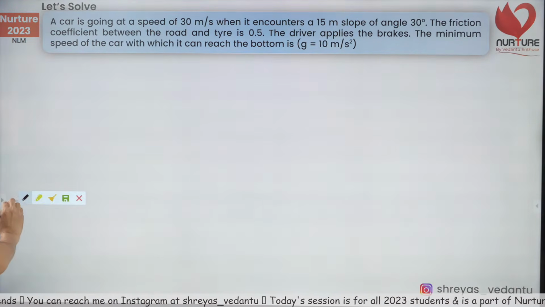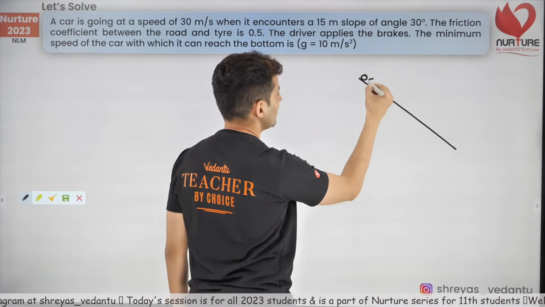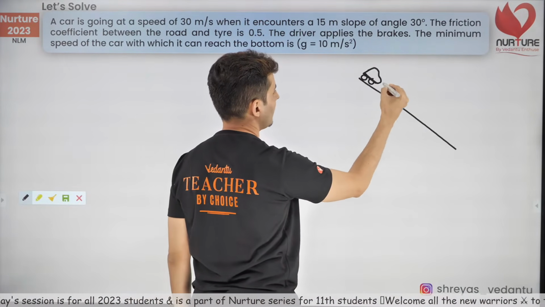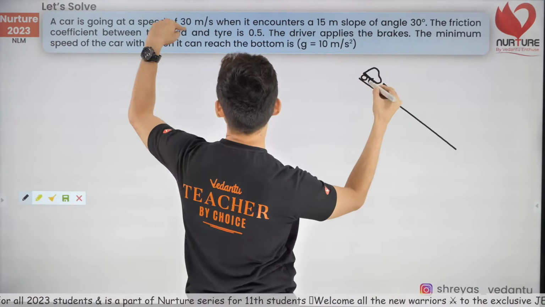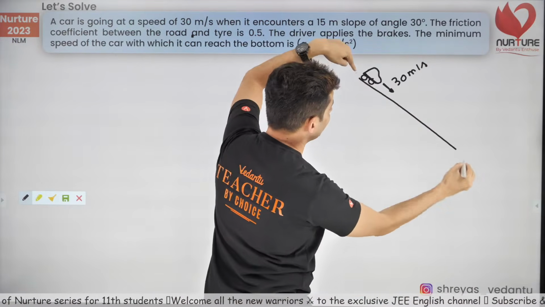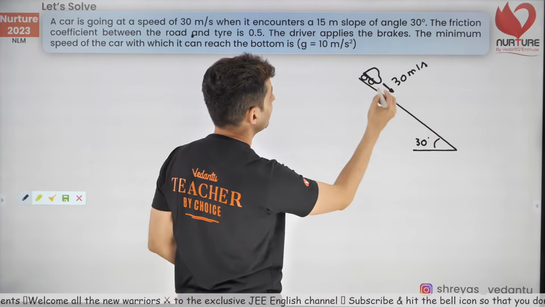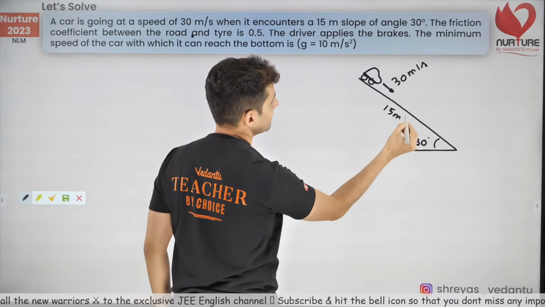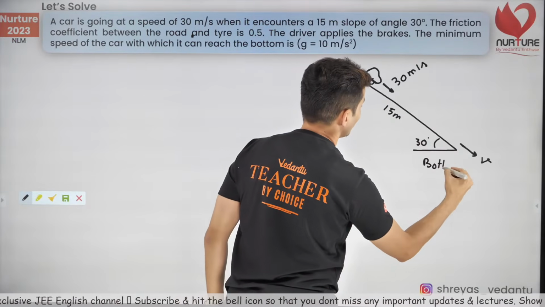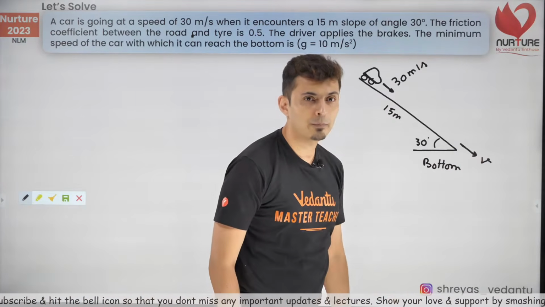Okay, let's draw the free body diagram and the diagram itself. This is my slope. The car just enters. Okay, this is our car. Okay, it just enters this particular slope with 30 meters per second. This length, okay, by the way, this inclination, this is 30 degrees. This length is given to be 15 meters. By the time it reaches here, it has some speed. This is the bottom. So the question is, what is the speed at the bottom? Okay, what is the speed V at the bottom?